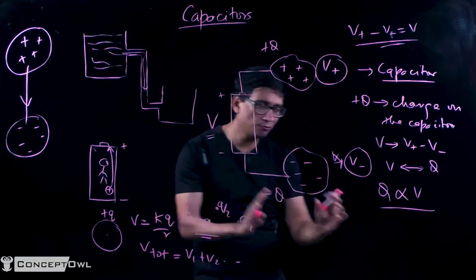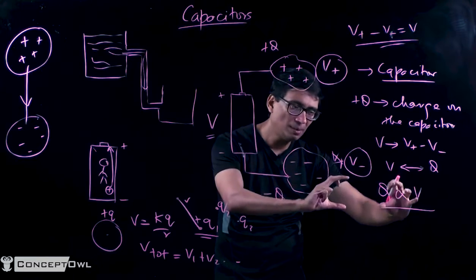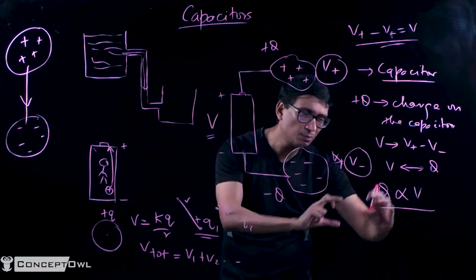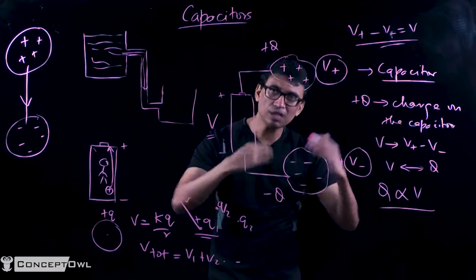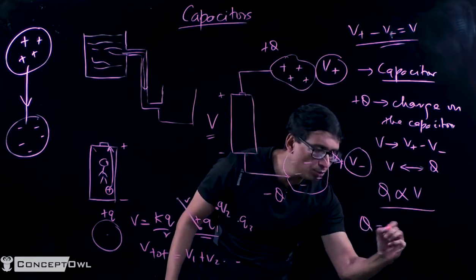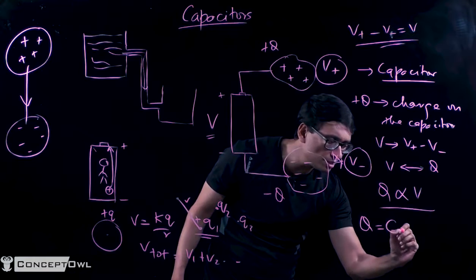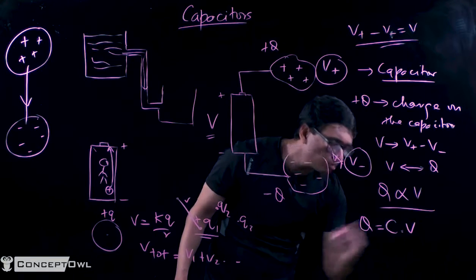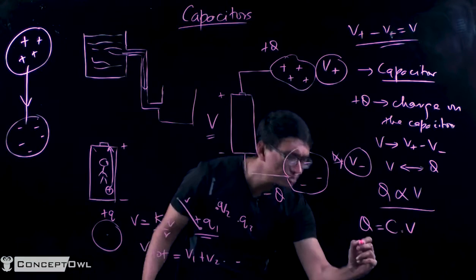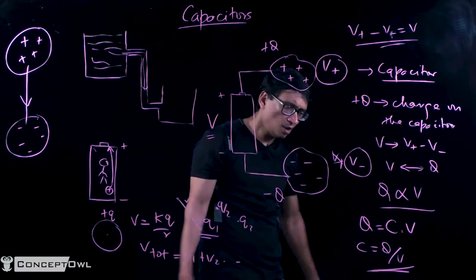When we have an equation of the form A is proportional to B, whenever we have a mathematical relationship which says that A is proportional to B, we can say that A is equal to some constant into B, right? So here I can say Q is equal to some constant into V, and that constant we'll call C. Right? The C is some constant. And what is C? C is nothing but Q upon V.